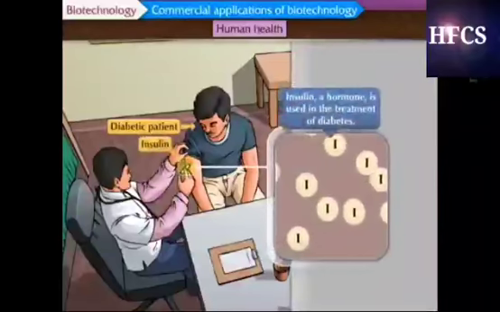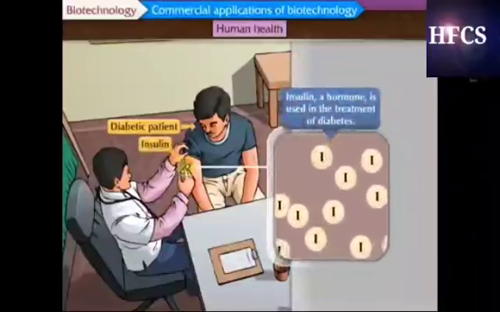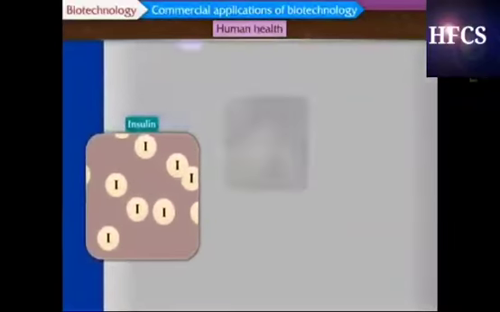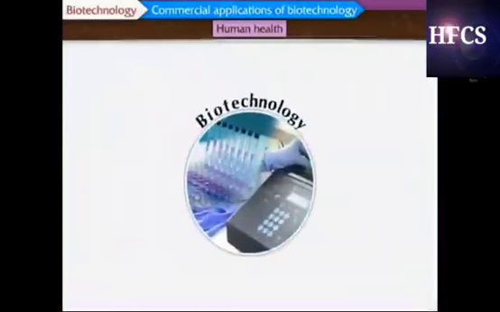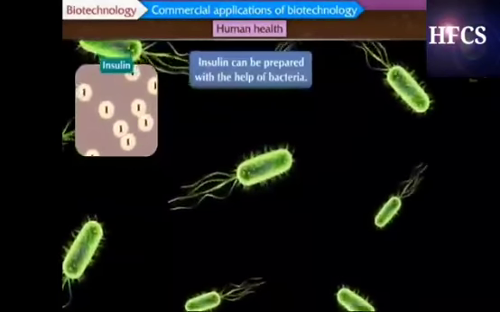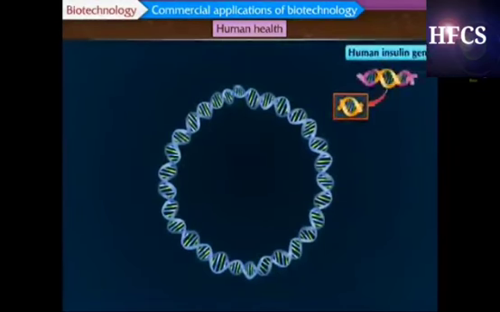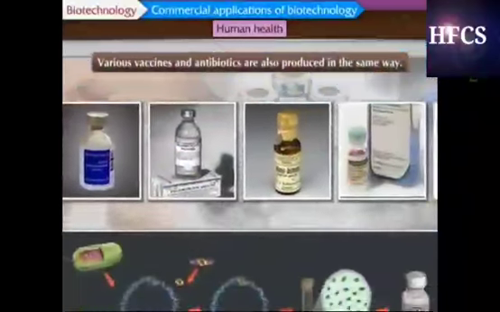For example, the hormone insulin is used in treatment of diabetes. Earlier, insulin was being collected from the pancreas of horse. However, nowadays, due to biotechnology, insulin can be prepared with the help of bacteria. For this purpose, the human insulin gene has been inserted into the genome of bacteria. Various vaccines and antibiotics are also produced in the same way.